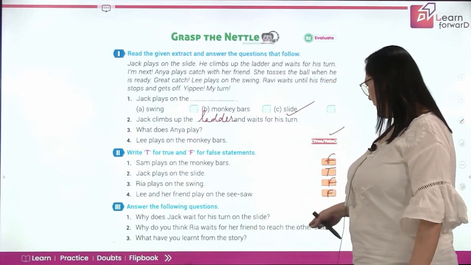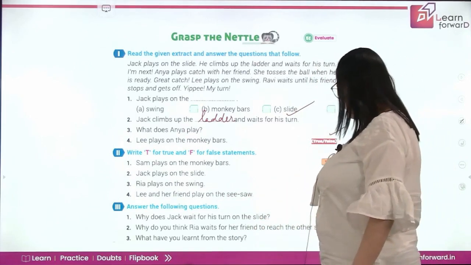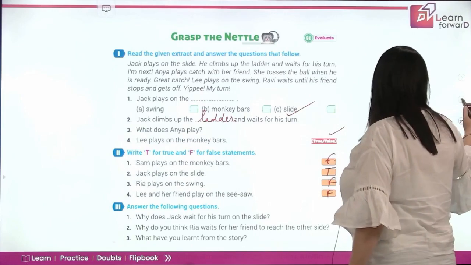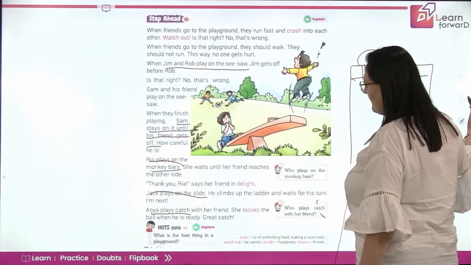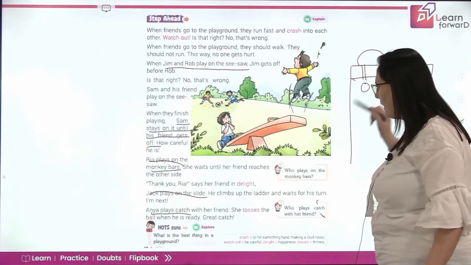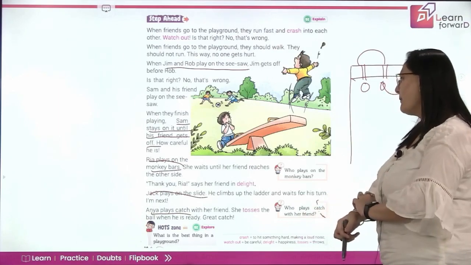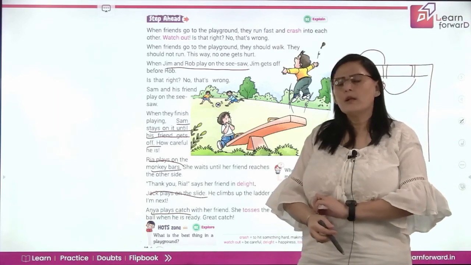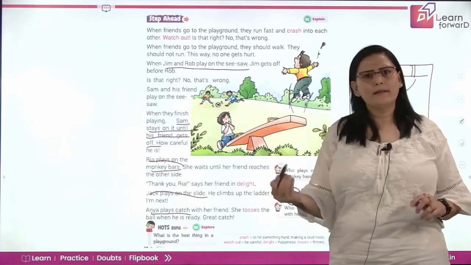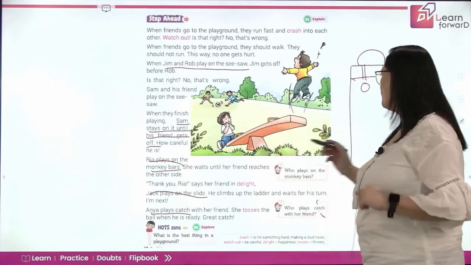Why do you think Ria waits for her friend to reach the other side? What was Ria playing? Ria was playing on the monkey bars and she waits for her friend so that her friend could reach the other side and then she can further move on.